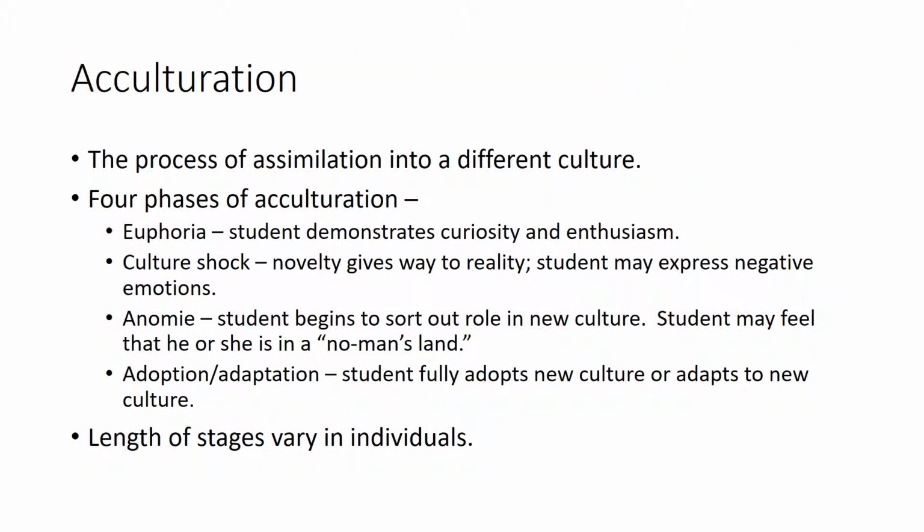We talk about a process of acculturation, and this is the process of assimilation into a different culture. And in the United States, we find this is particularly a pattern that repeats itself over the generations. It was happening in Ellis Island 100 years ago. It happens today. Researchers talk about four phases of acculturation.